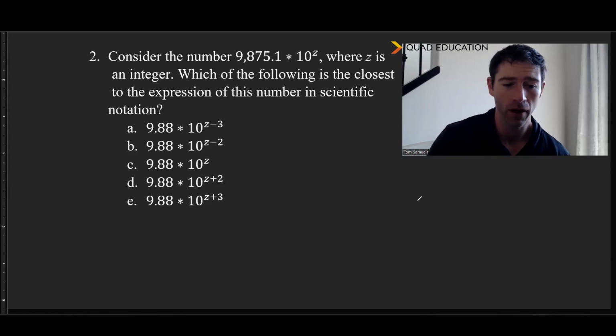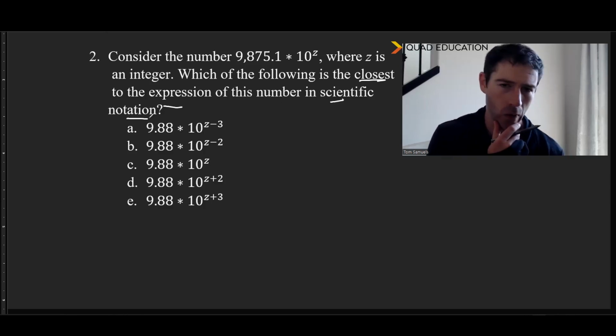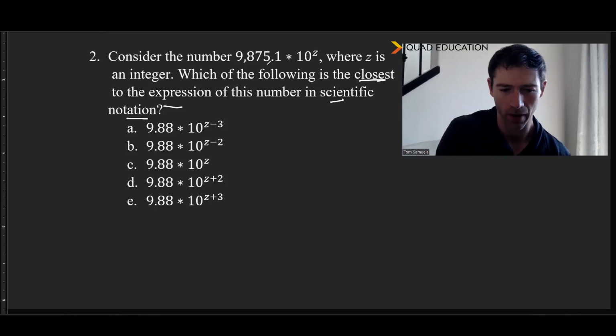All right, let's take a look. Consider the number 9,875.1 times 10 to the z, where z is an integer, okay? Which of the following is the closest to the expression of this number in scientific notation? That's really interesting. So looking at the answers, we have 9.88, so apparently we're rounding, so okay, we'll have 9.88.